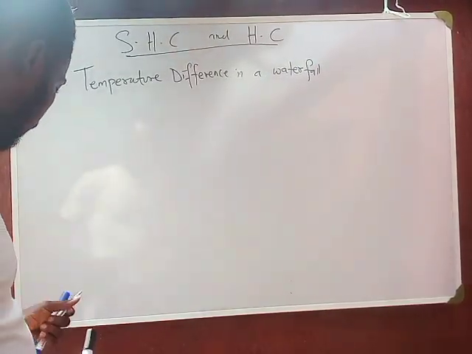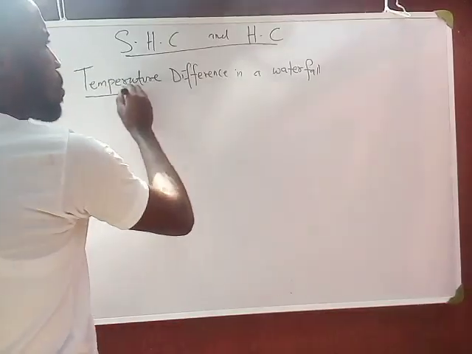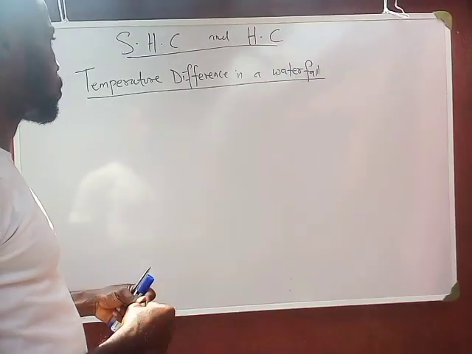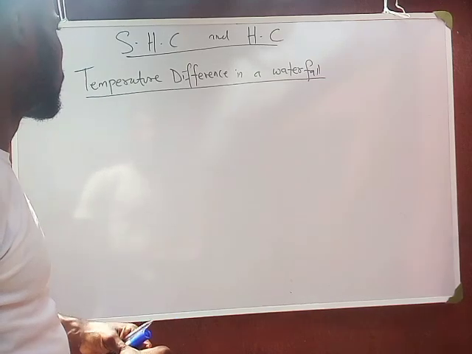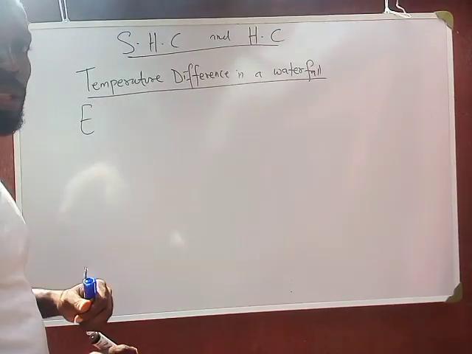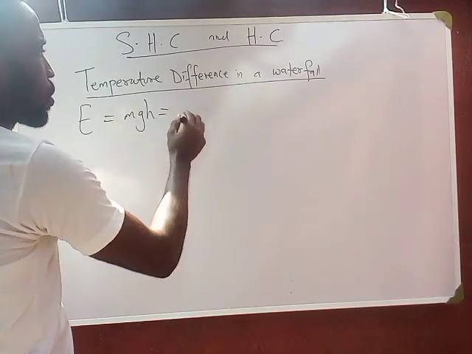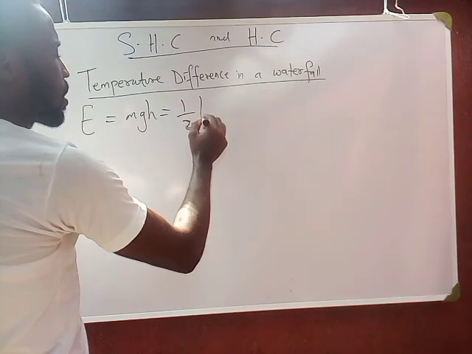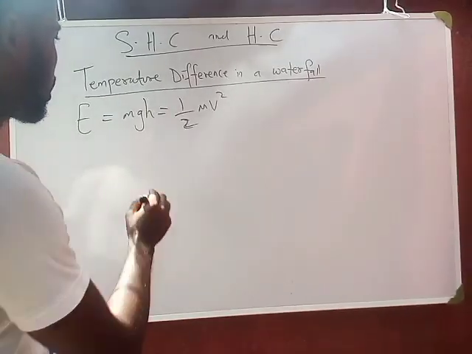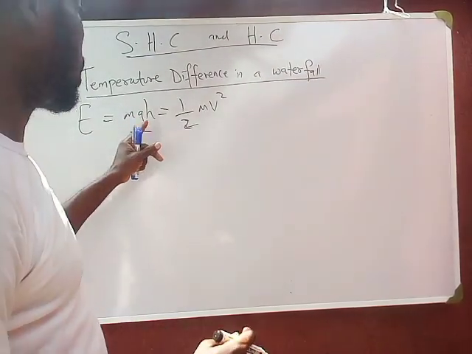Sometimes questions under this confuse students, and students ask, how should I solve this? You know your mechanical energy could be potential and could also be kinetic, half mv squared. The potential energy is mass times acceleration due to gravity multiplied by height.